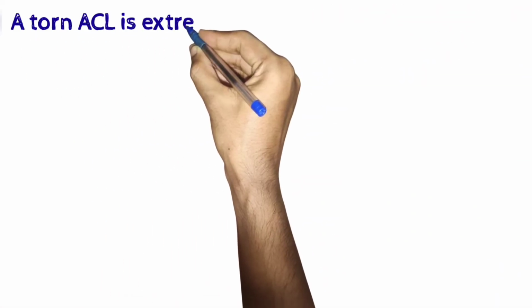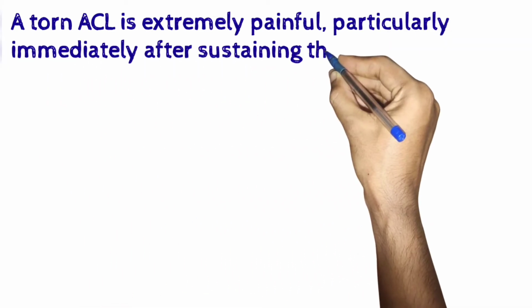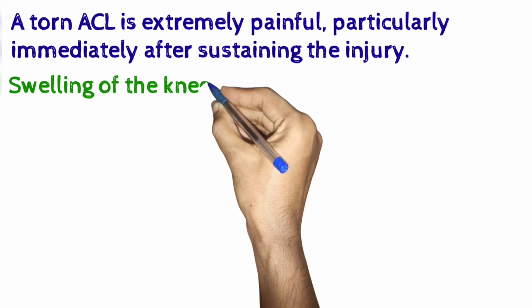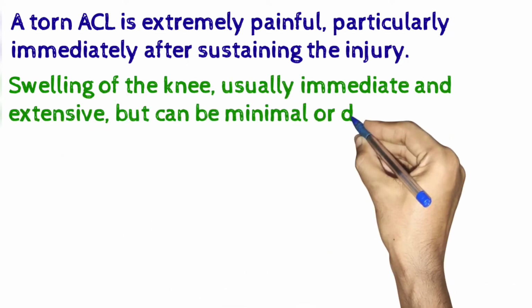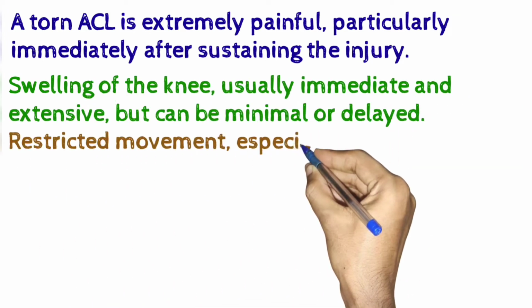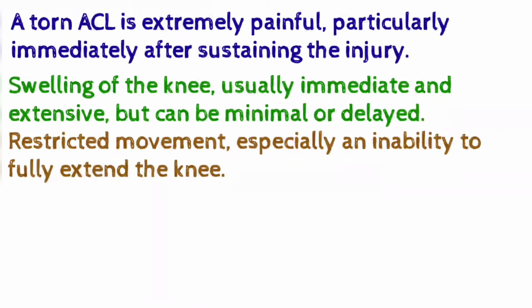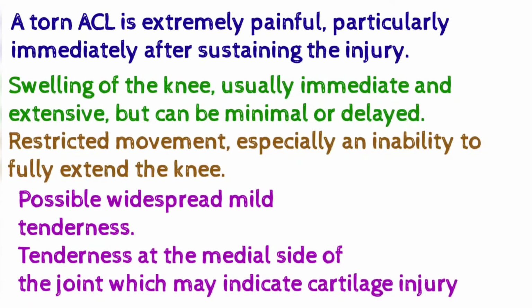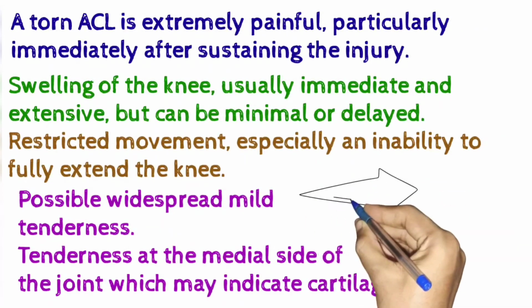A torn ACL is extremely painful, particularly immediately after sustaining the injury. Swelling of the knee is usually immediate and extensive, but can be minimal or delayed. Restricted movement, especially an inability to fully extend the knee. Possible widespread mild tenderness. Tenderness at the medial side of the joint may indicate cartilage injury.